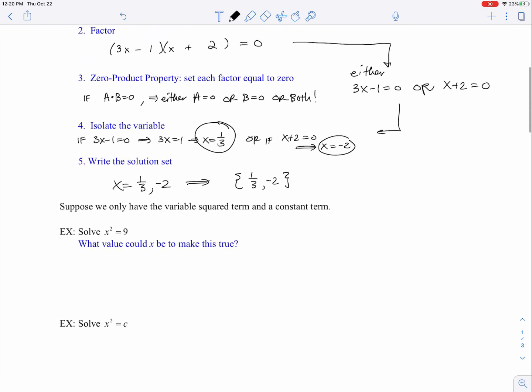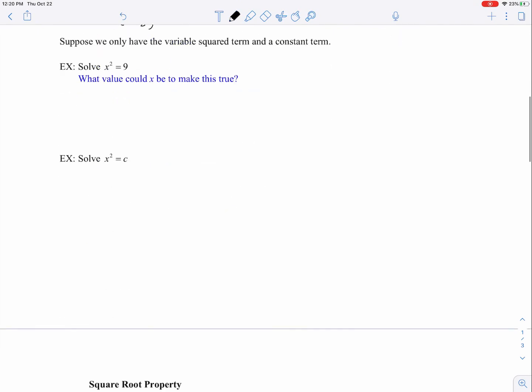Now, suppose we only have the variable squared term and a constant term. This is what I was talking about in the lectures, where if we rewrite this, it is x squared plus 0x minus 9 equals 0. We're talking about having a b value that's equal to 0 here. So what value of x could make this true?